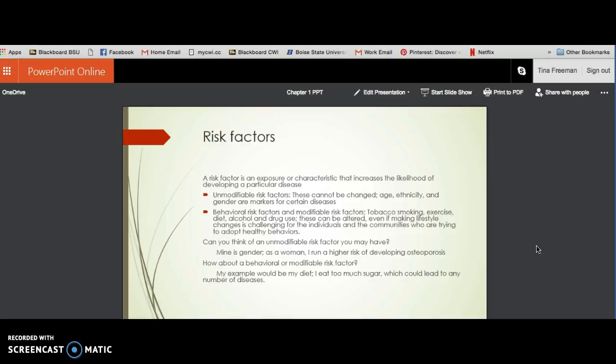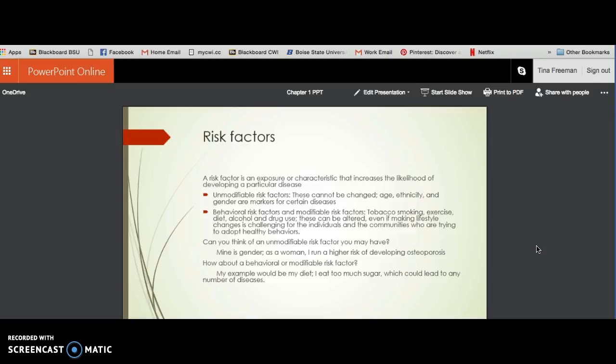So risk factors, I think probably all of us have heard about modifiable and behavioral risk factors. Obviously, a modifiable one is one that you can change. So that falls under behavioral risk factors. That's things like smoking, drinking, lack of exercise, the kind of diet you eat. These are things that you can change. They're within your power to change. Then we have unmodifiable risk factors. These cannot be changed. So these are things like your age, your ethnicity, your gender. All of these create a certain risk factor for particular diseases.